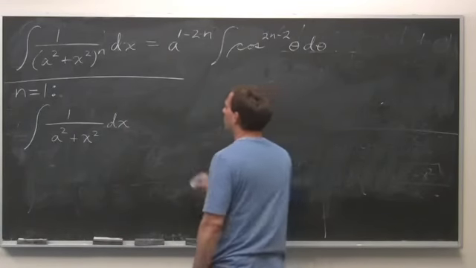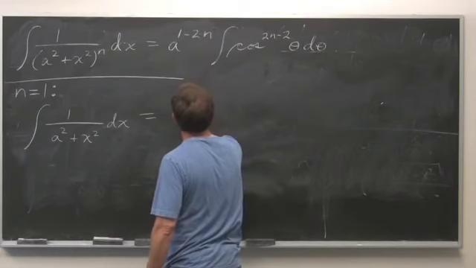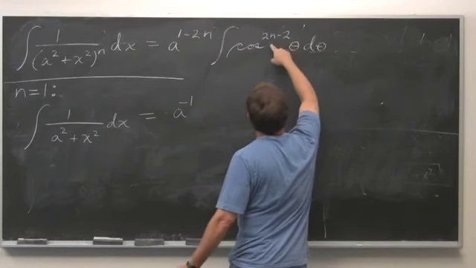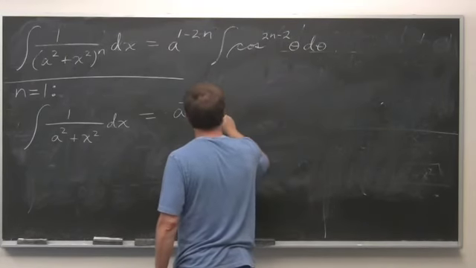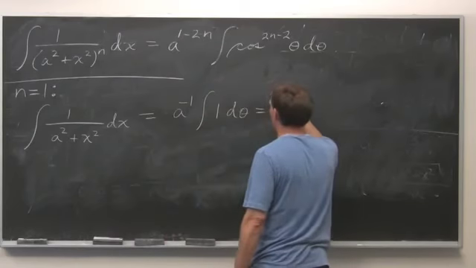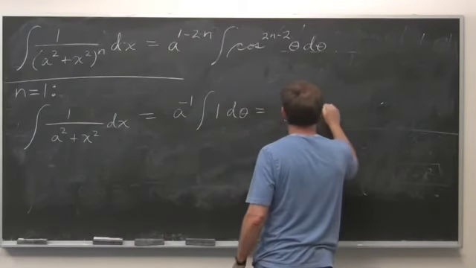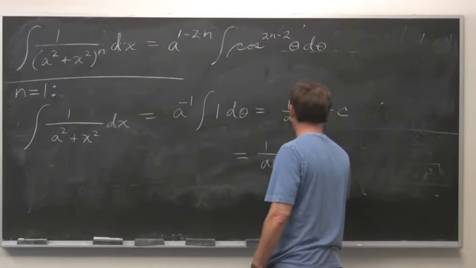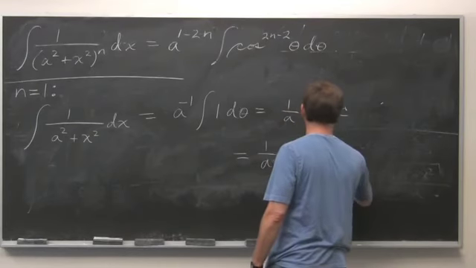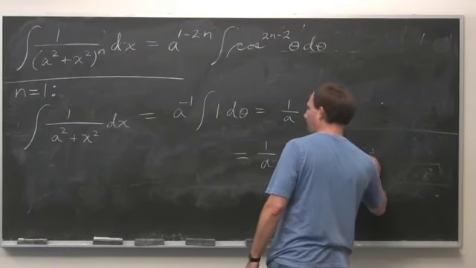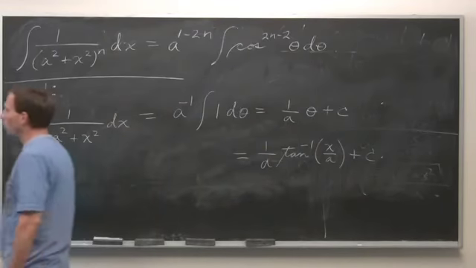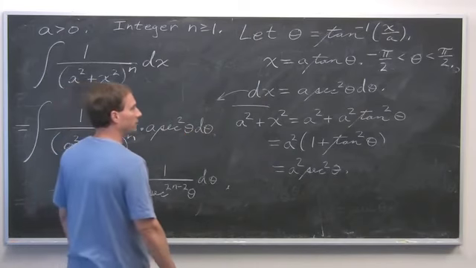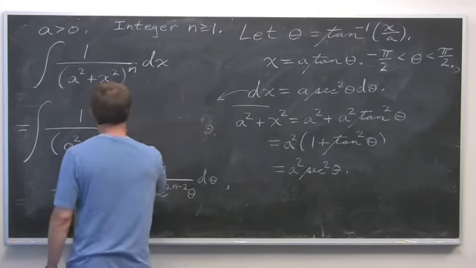But we'll see. When n is 1, we get a to the 1 minus 2, so a to the minus 1. When n is 1, we get cosine raised to the 0 power. So that's 1. Integral of 1 d theta. So we get 1 over a times theta plus a constant, but theta was the inverse tangent of x over a. So we get 1 over a inverse tan of x over a. Well, that's good. That's what it's supposed to be. What else do we get? Well, let's just do when n equals 2, and then you can believe that you use the iteration formula after that.